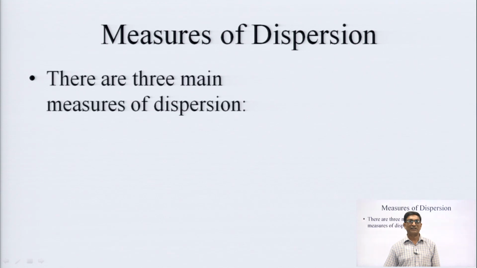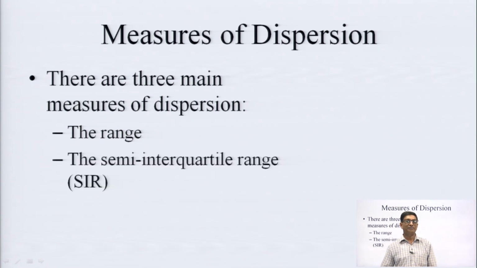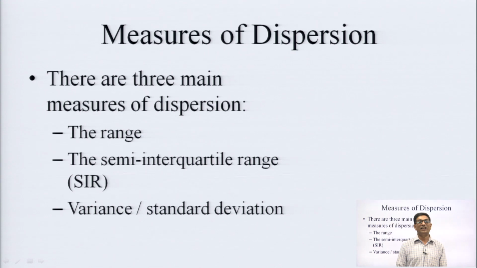Now, there are three main measures of dispersion. First is range, second is interquartile range or semi-interquartile range, SIR, and third is variance and standard deviation. These are the three main measures of dispersion.